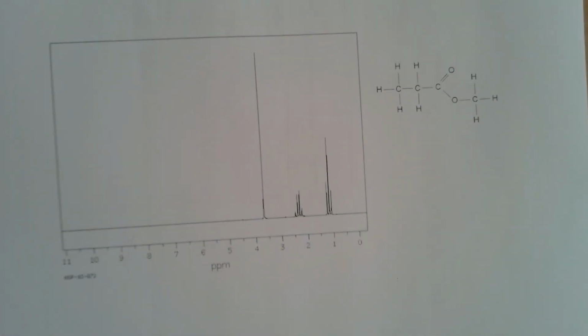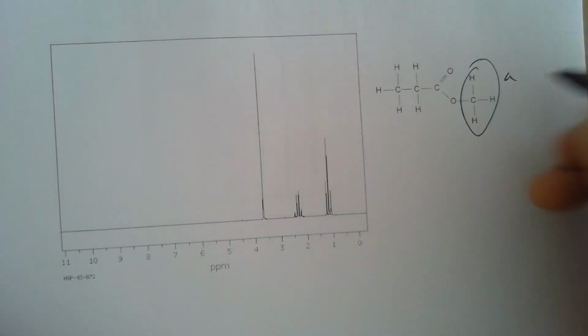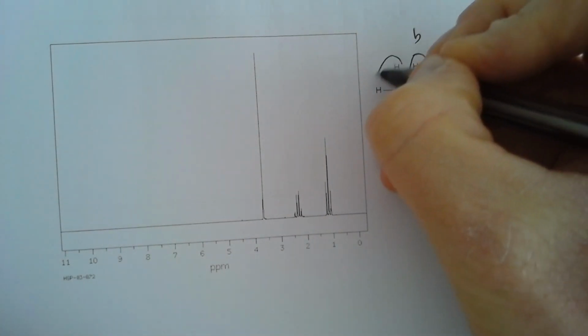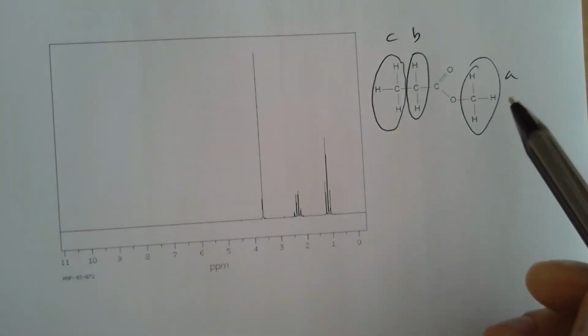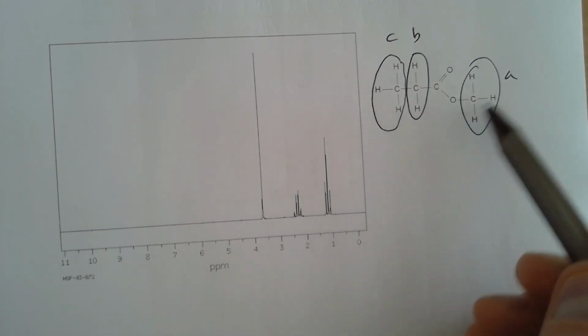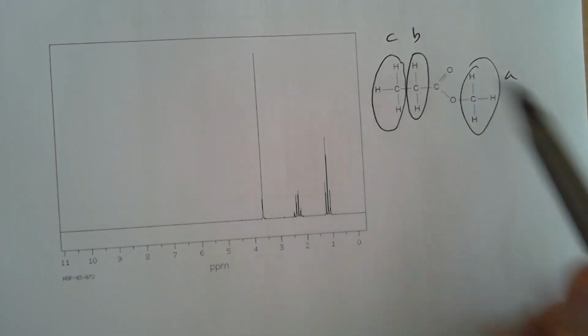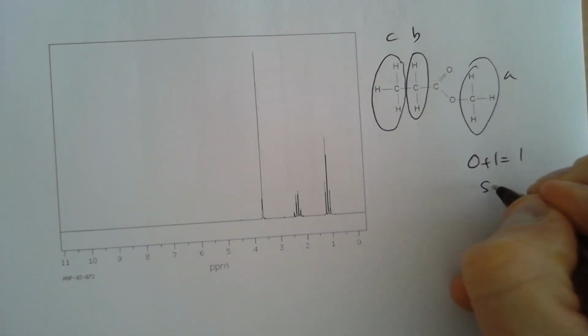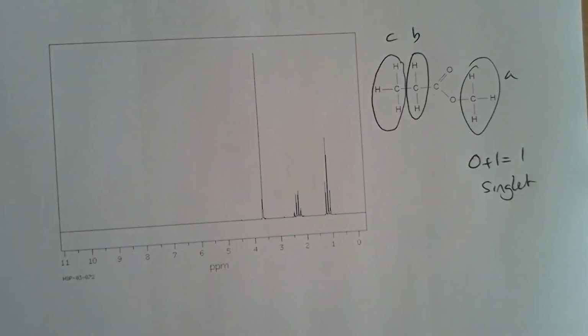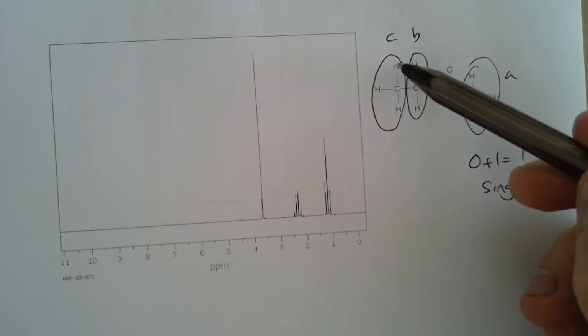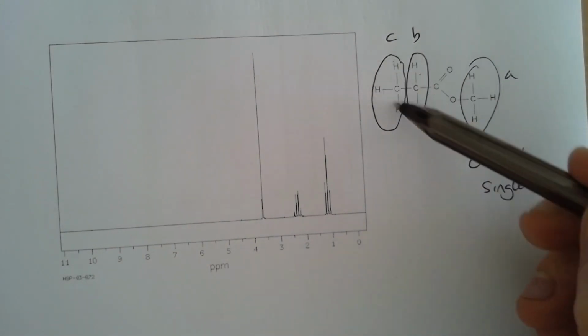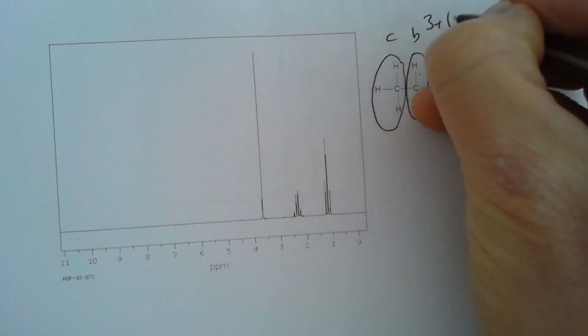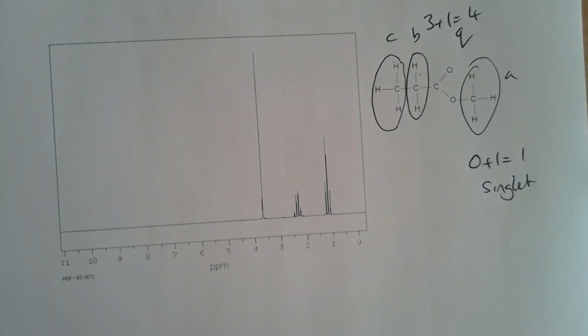So if we have a look at this compound here, this is an ester, methylpropanoate. Let's do the same thing again. Environment A, environment B, environment C. Environment A is not adjacent to any other hydrogens, so 0 plus 1 equals 1. We're expecting A to be a singlet. Environment B is adjacent to environment C. In environment C there are 3 hydrogens, so 3 plus 1 equals 4. We're expecting environment B to be a quartet.